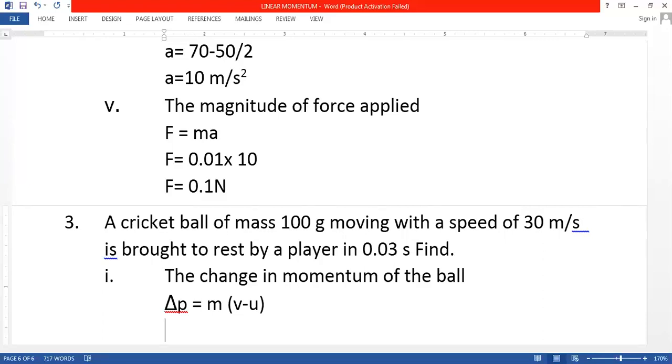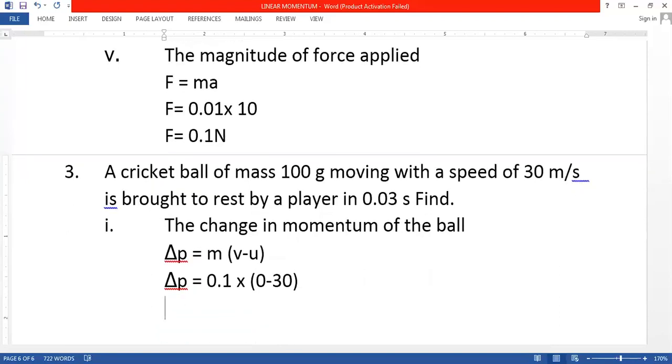So change in momentum is delta P, and change in momentum is mass into change in velocity, which is V minus U. So delta P is equal to, how much is the mass? 100 gram. But ensure your 100 gram has to be converted into kg. So how much kg it becomes? 0.1 kg. 0.1 kg into what was the final velocity? 0 meter per second. 0 minus what was the initial velocity? 30 meter per second.